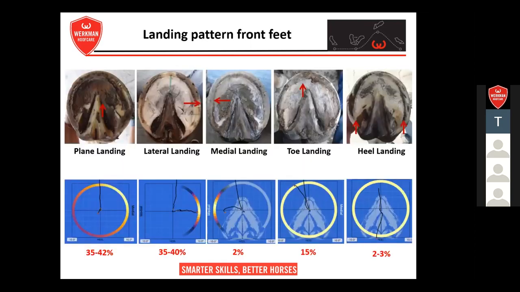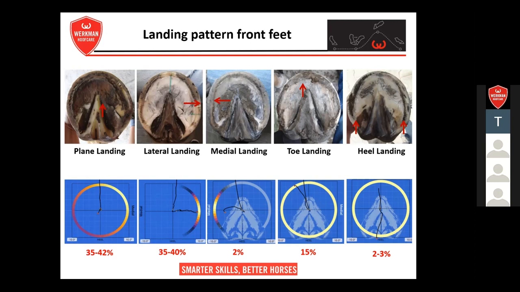And if you have a look at the landing pattern in the front feet in the normal population of sound horses, more than 100 horses were measured. These numbers are assessed in walk. So we see in walk that more or less 1/3 has a plain landing and 1/3 has a lateral landing. We still have some horses, 15%, showing a toe landing. So this is not in general an indicator for lameness or problems in the palmar hoof region.